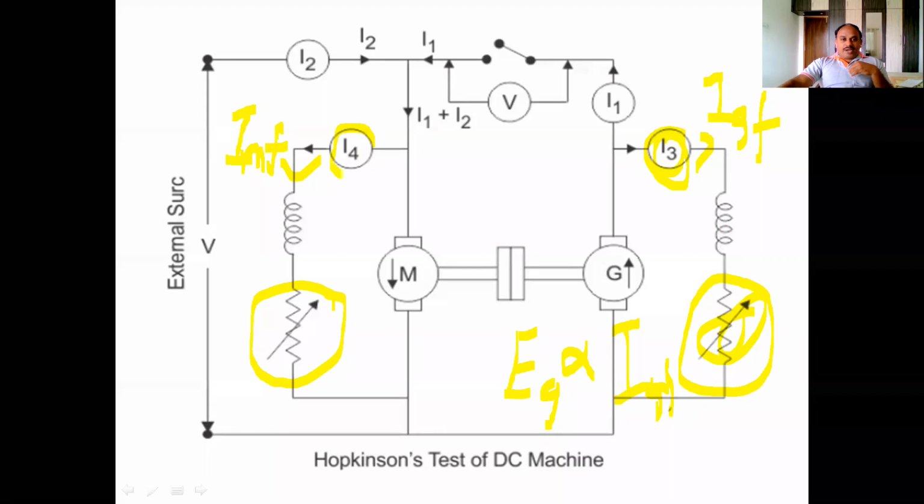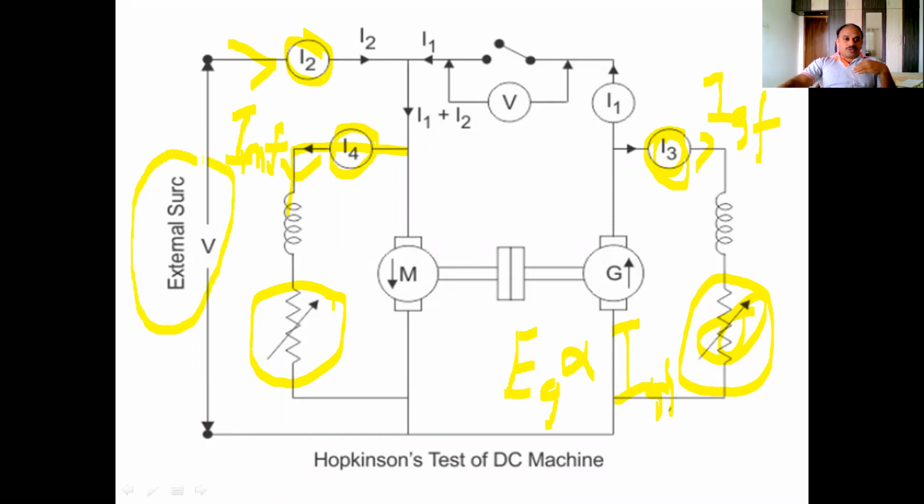This is also an ammeter. This ammeter measures current through this motor field rheostat. This is ammeter 2. This ammeter measures current taken by the set from the external source. This is the external source.